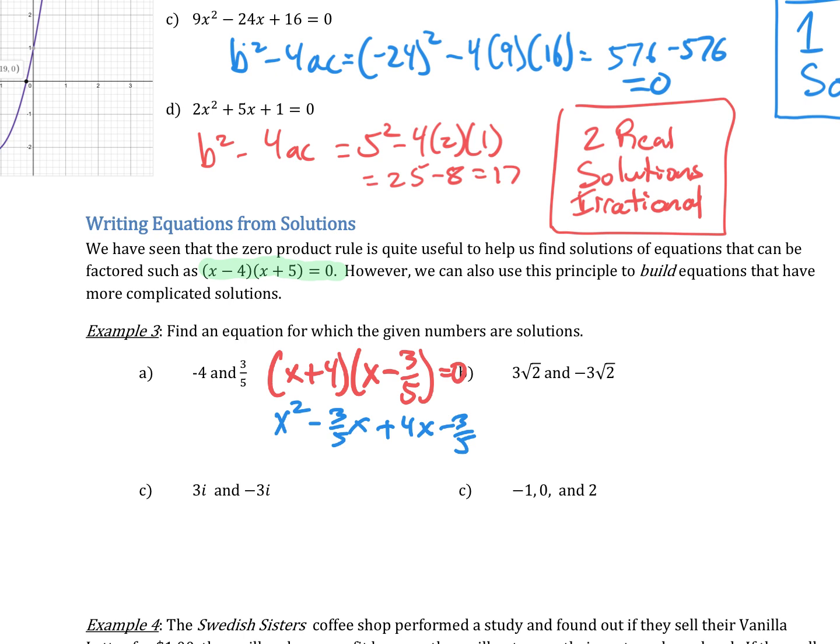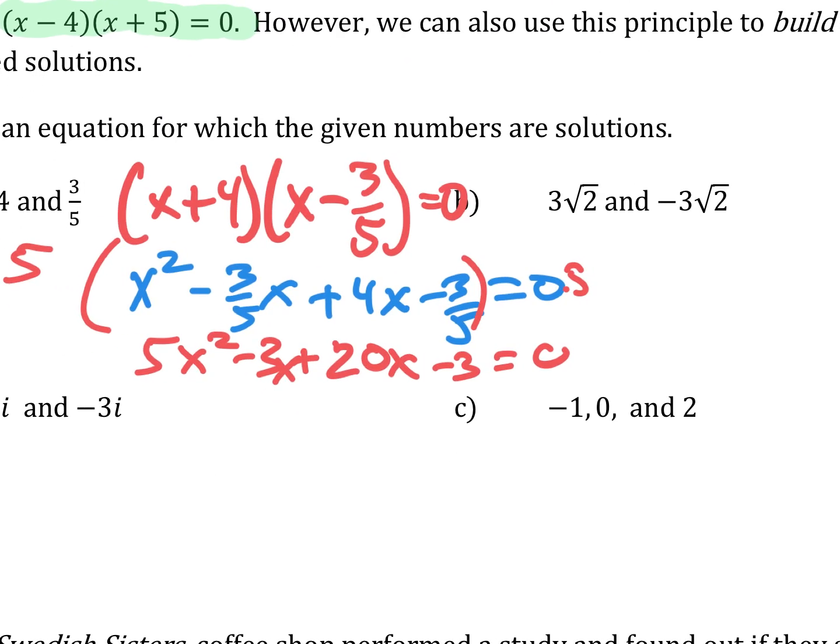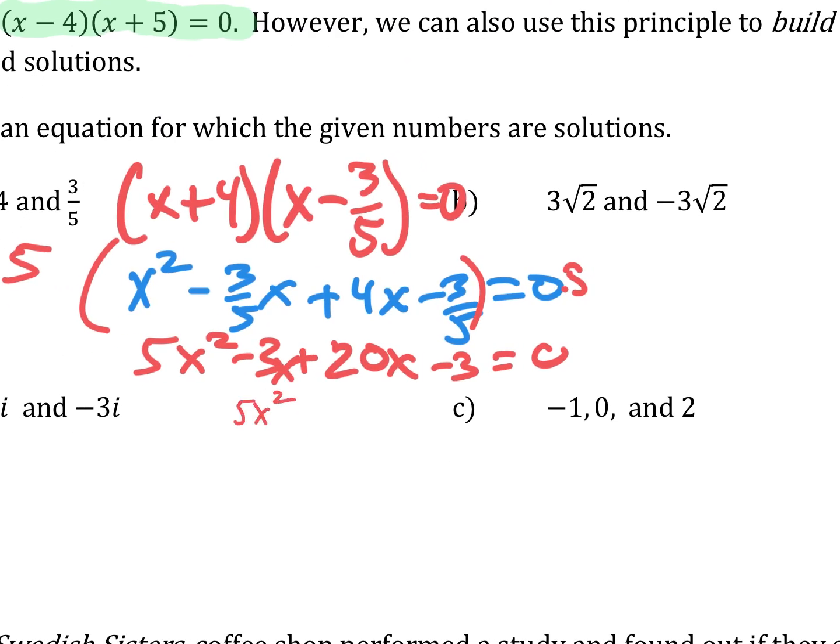This equals 0. And so, actually, maybe before combining like terms, what we probably should do is multiply this whole thing by 5. So let's get rid of that denominator. Multiply both sides by 5. And we have 5x squared minus 3 plus 20x minus 3 equals 0. And there's an x there too. Okay. And so in the end we get 5x squared plus 17x minus 3 equals 0. All right, that's the idea.